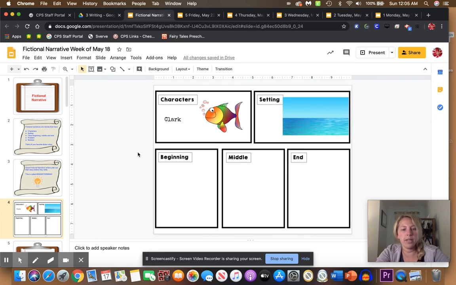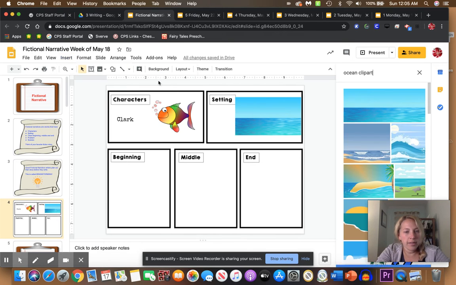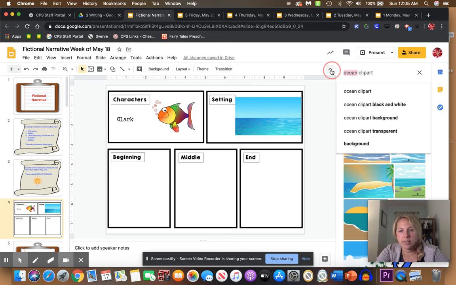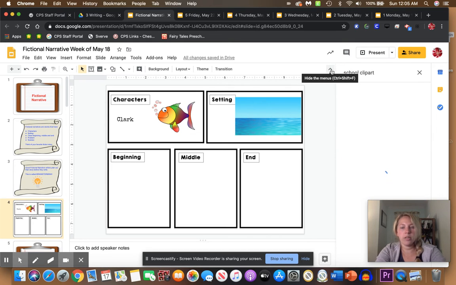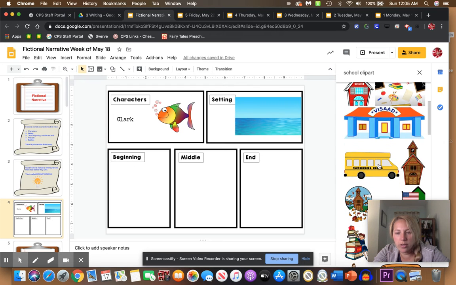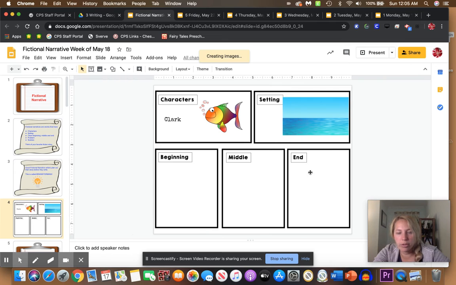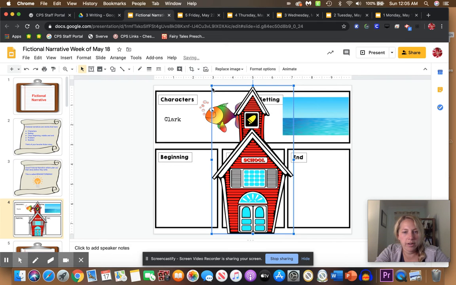And what's going to happen in the beginning? Let's see. Oh, maybe it's time for Clark to go to school. And let's do school clip art. It's time for him to go to fish school. I'll put a picture of a schoolhouse there.